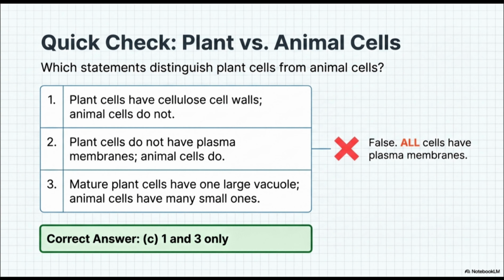Now let's test quickly. Plant cells have cellulose walls. True. Plant cells do not have membranes. False, because all cells have membranes. And mature plant cells have one large vacuole. True. So the correct statements are 1 and 3 only.